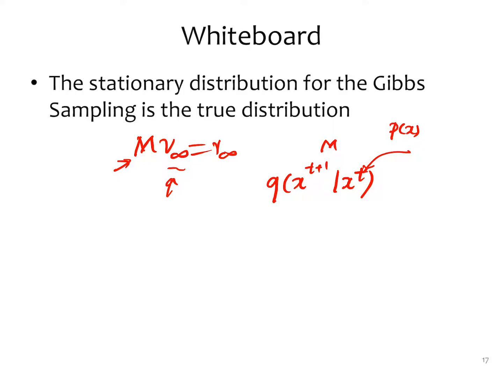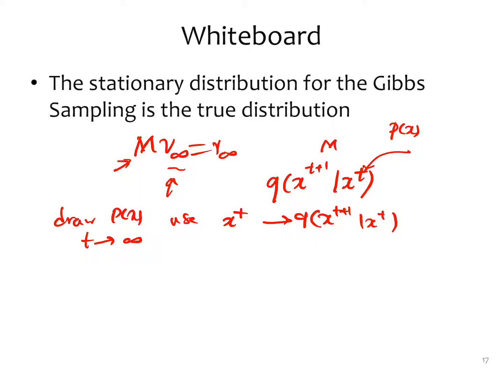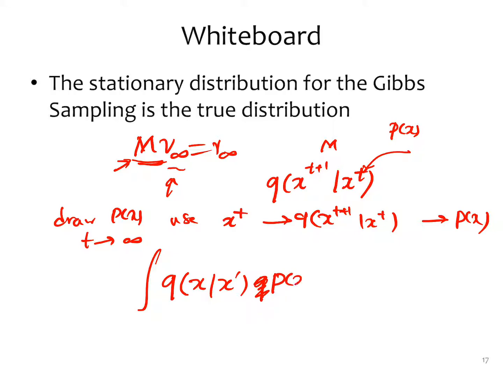Is the setup clear? So if I draw a sample from px and use that as xt, and then draw a sample from xt plus 1, as t goes to infinity, these should go to px. So basically, it's like the same equation, right? I want to say that, so here we have a matrix vector product. So you want to say that if I draw a sample from Q, I have to prove this. So that shows that P is the stationary distribution of the Gibbs update.